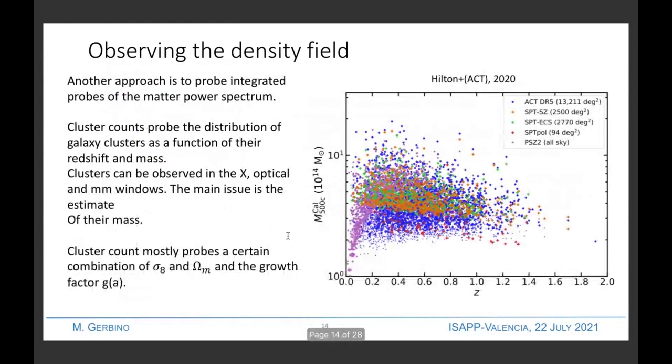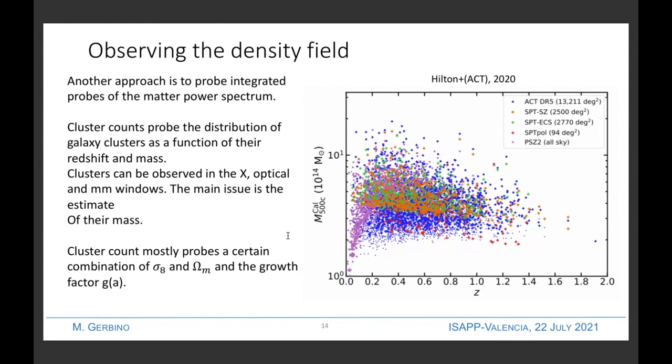Additional probes of the large-scale structures come, instead of observing directly the shape of the matter power spectrum, from the integration of the matter power spectrum along the line of sight. For example, we can use the distribution of clusters in the universe, and in particular the distribution of clusters as a function of their mass and of their redshift. And this distribution function can be written in terms of an integrated expression of the matter power spectrum.